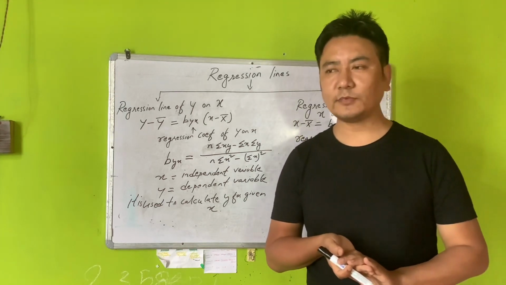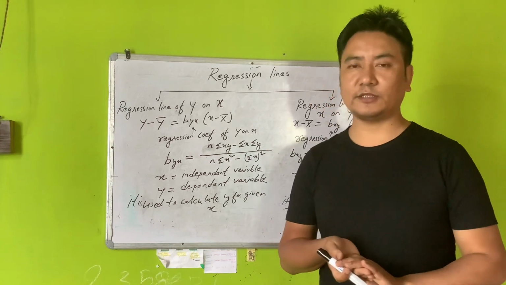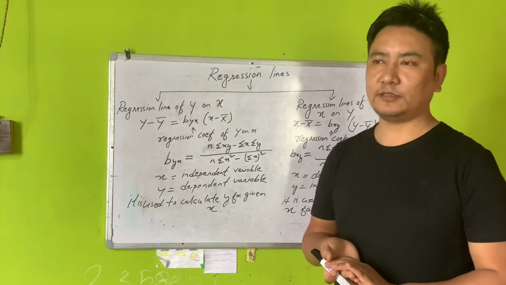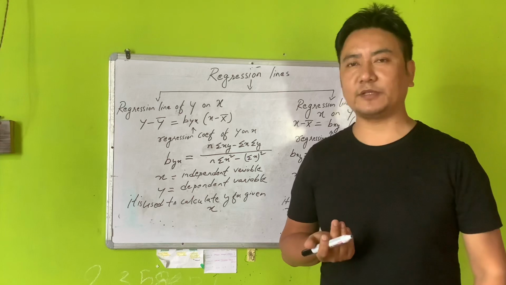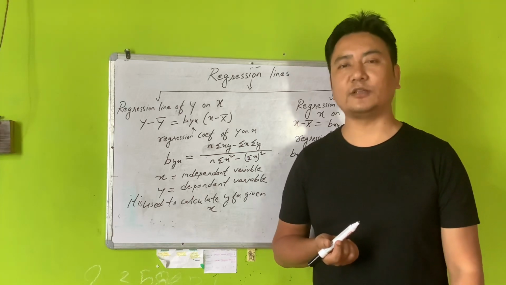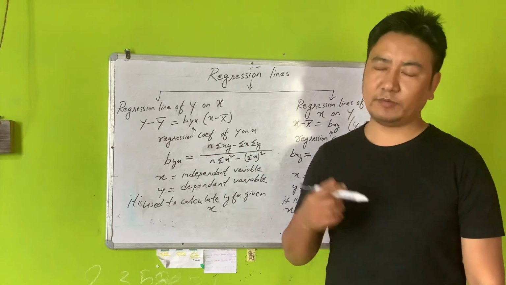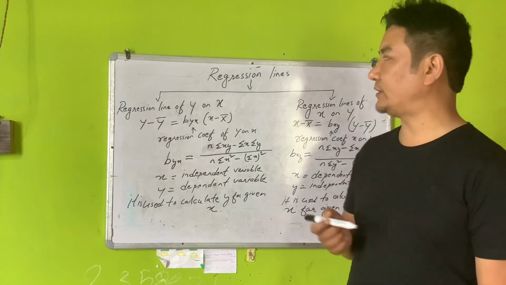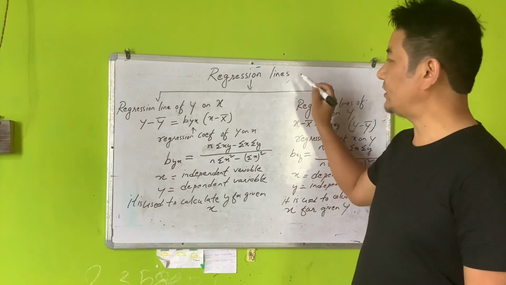Okay, so in my last class I also told you that the dependent variable can be calculated through two equations that are called regression lines. So we will be continuing with regression lines.